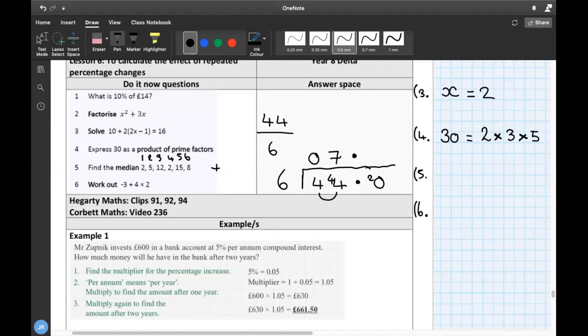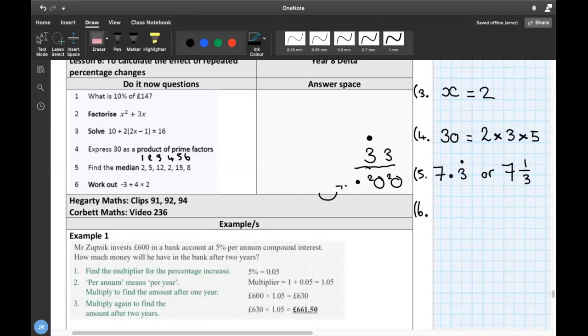So 6 multiplied by what gets me close to 20? 6 multiplied by 3 gets me to 18. So I've got another remainder of 2. This is going to keep happening, so we've got a recurring decimal. The final answer there is 7.3 recurring, or 0.3 recurring is the same as a third, so you could have 7 and 1/3. It hasn't specified what form it wants your answer in. Okay, so either one of those would be acceptable for that question.